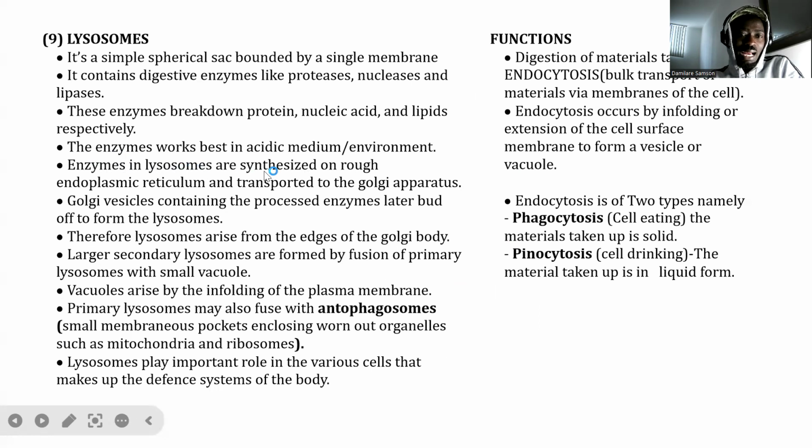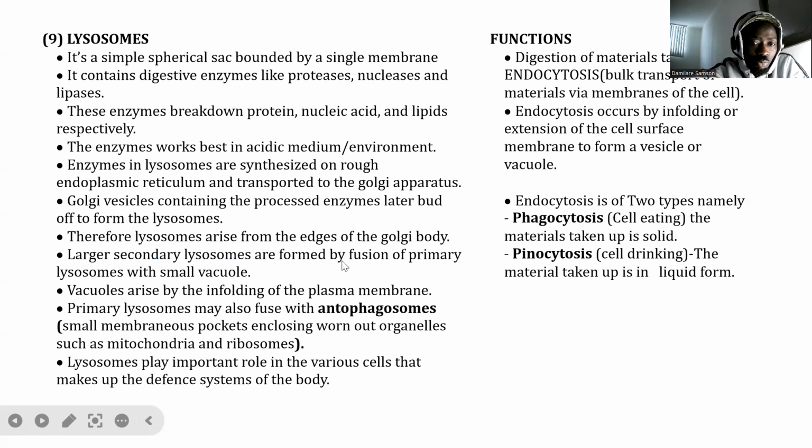Enzymes in lysosomes are synthesized on the rough ER and transported to the Golgi apparatus. The Golgi vesicles containing the enzymes later bud off to form the lysosomes. So that's how lysosomes are produced. They bud off from the Golgi vesicles, and then you have them as lysosomes. Therefore, lysosomes arise from the edges of the Golgi body.